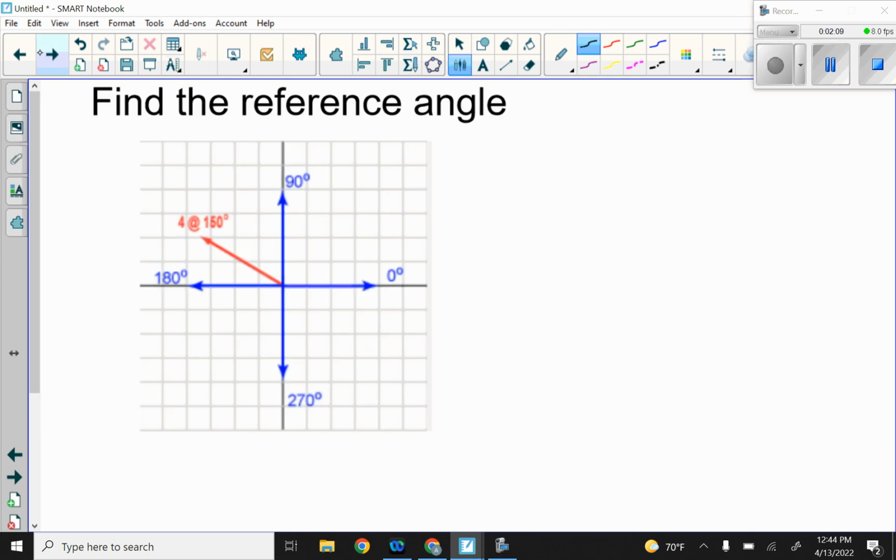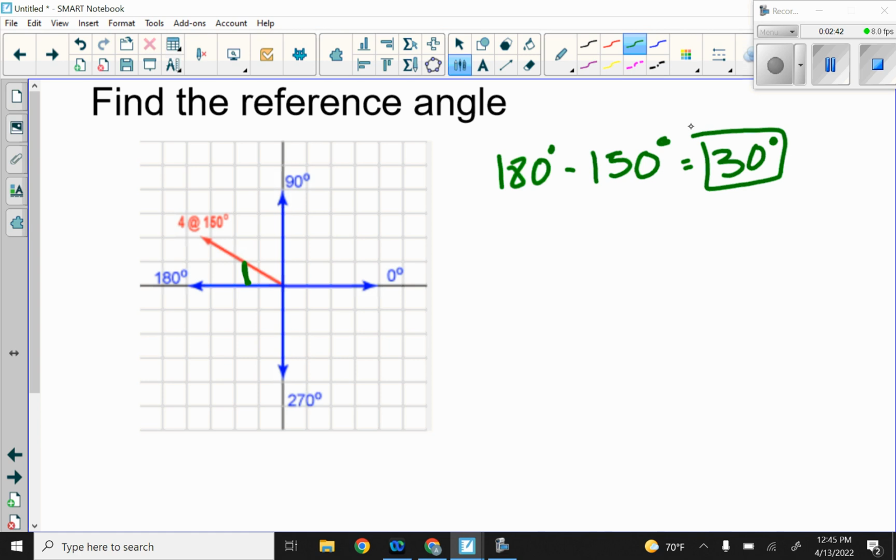So, find the reference angle. Here we were given 150, so we are in quadrant 2. To find our reference angle, we go to our x-axis. That's the angle we're looking for. And because we're in degrees, we take 180 degrees minus 150 degrees. And that gives us 30 degrees.